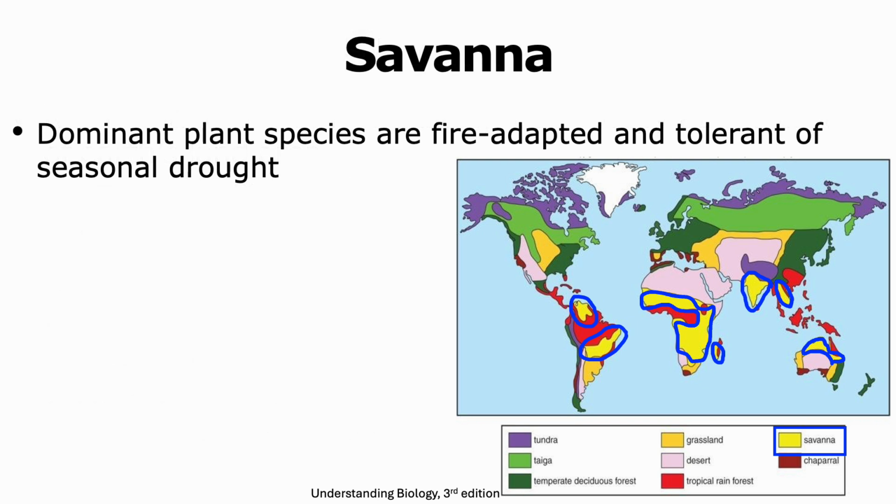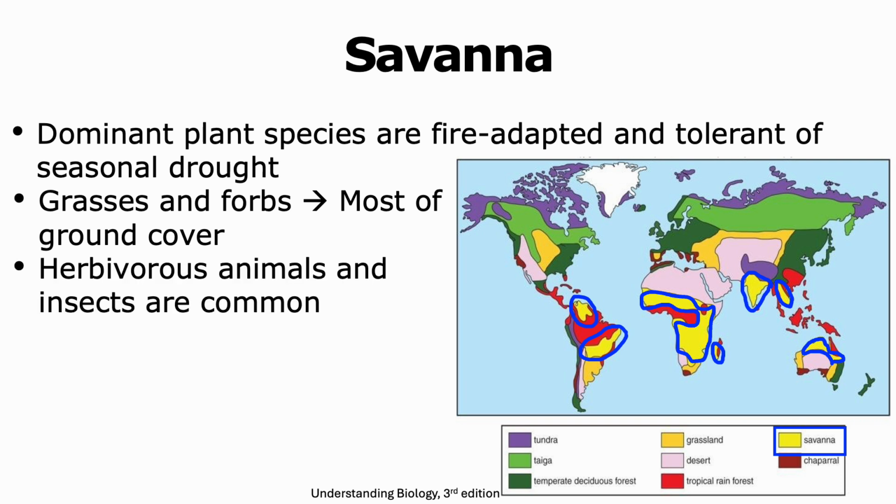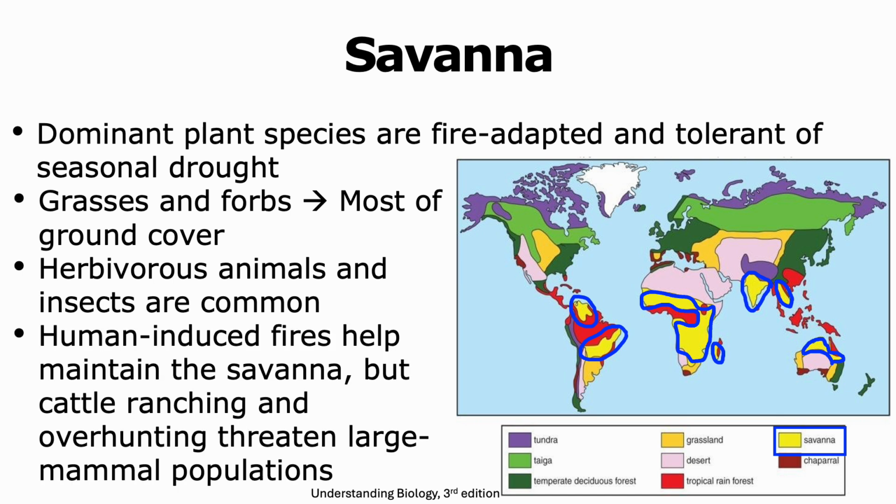Many plant species in the savannas have adapted to fires and are tolerant of seasonal droughts. There are grasses and forbs that are normally found in the savannas and make up most of the ground cover. Hence, it is very common to see herbivorous animals as well as insects. Human-induced fires have been shown to help maintain the savanna, but we do have the problem of cattle ranching as well as overhunting that tend to threaten the large mammal populations present in the savannas.